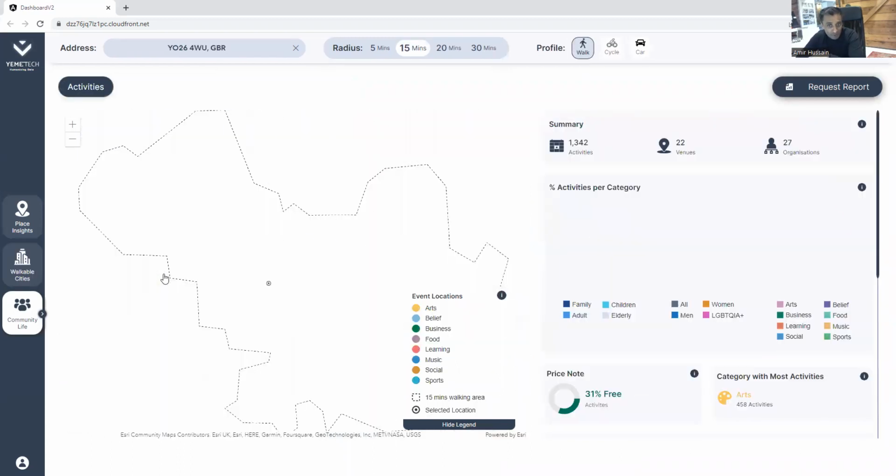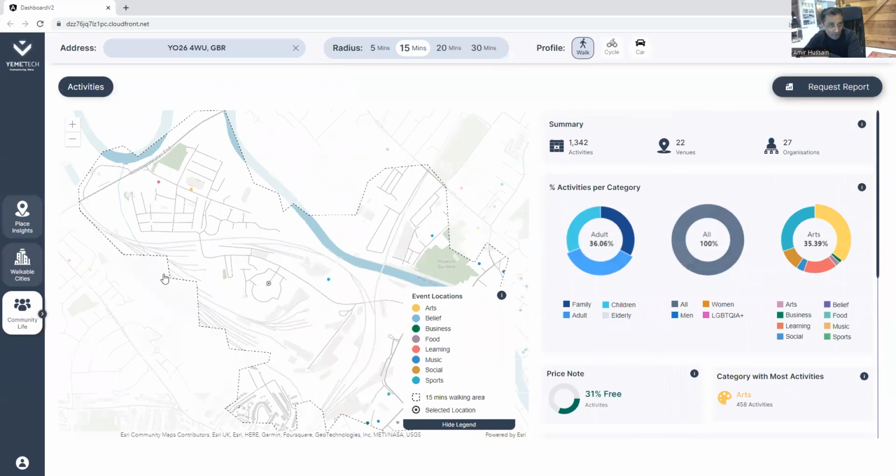When we then start to look at what activities are going on in an area, well, then we can start to understand the actual makeup of the place through the grassroots activities that different organizations are putting on. Now, in this location, which is in York, we have 1,342 activities taking place over a 2-month period. This is being hosted in 22 venues, which are located in these areas, by 27 different organizations. And we can go into an extraordinary amount of detail around who those organizations are and what each one of them is doing. We can start to see what is for families, what's for children, what's for adults.